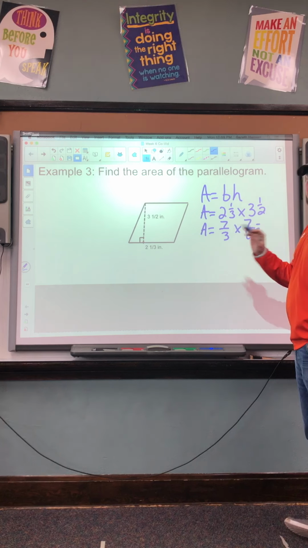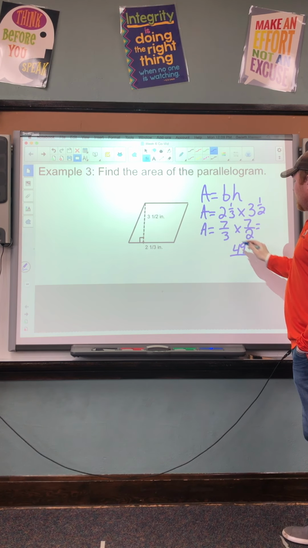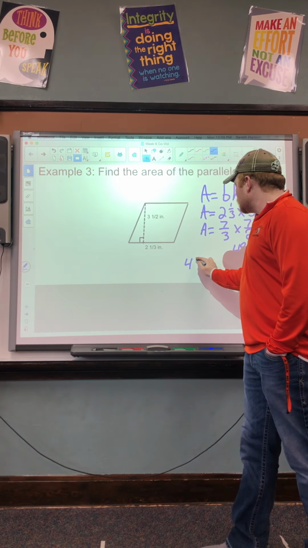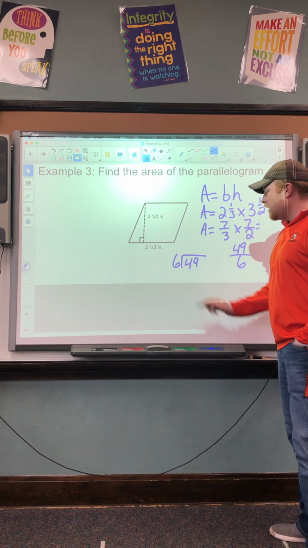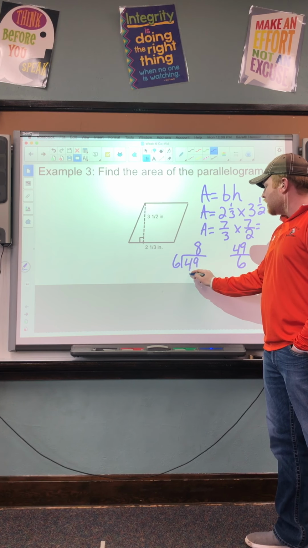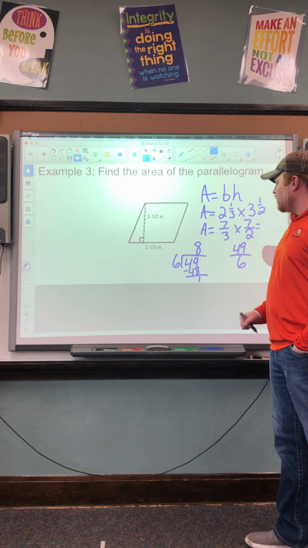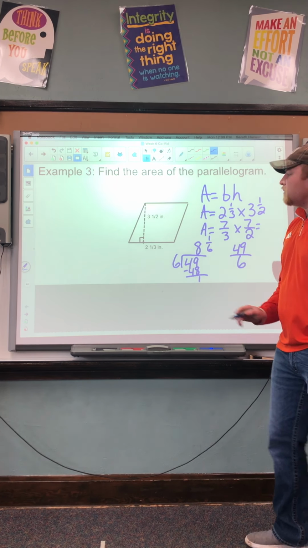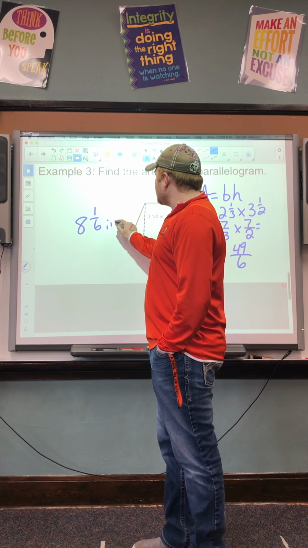Now you can multiply. So then it'd be 7 times 7, which is 49, and then 3 times 2 is 6. We don't leave it as an improper fraction, so we have to divide. Okay? 6 goes into 49 how many times? 8. 8 times 6 is 48. And then subtract, and then we want to keep it as a fraction, so it's going to be a mixed number. So it's 8 and 1/6 inches squared.